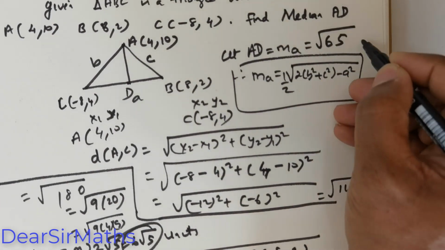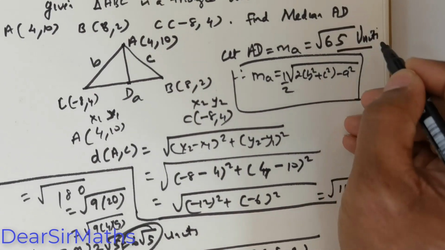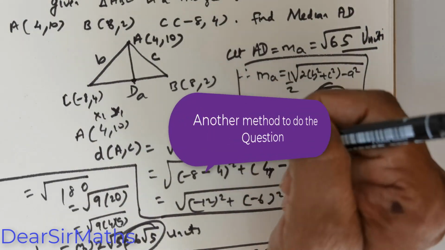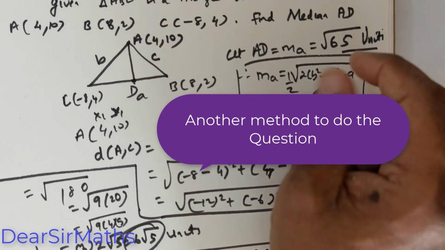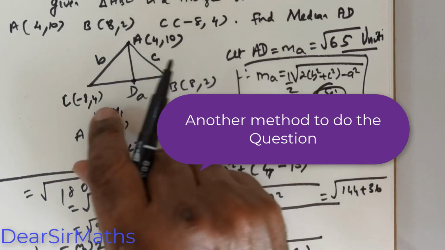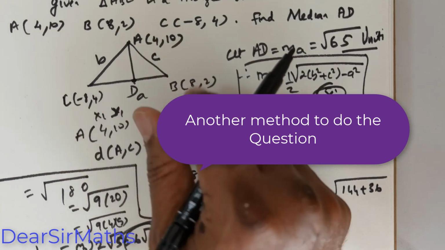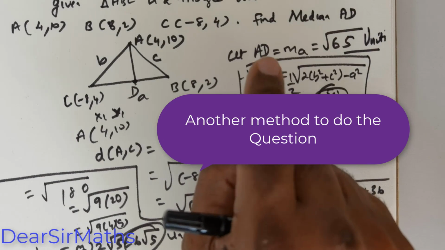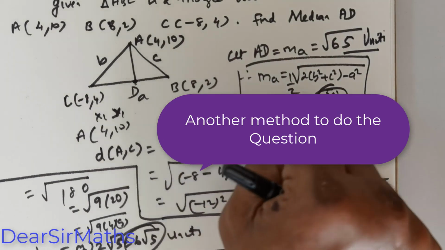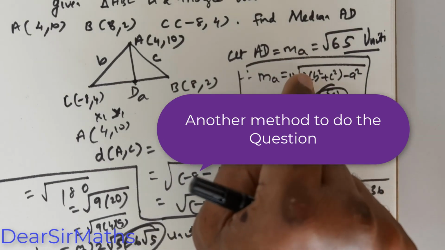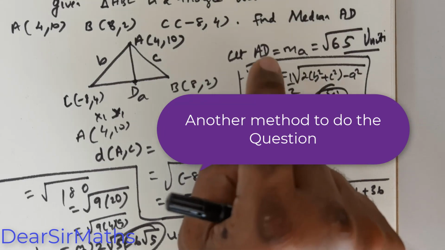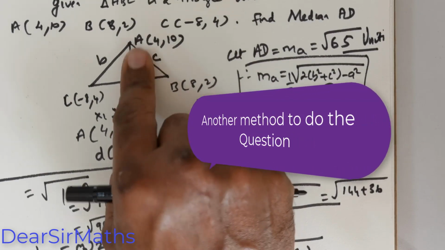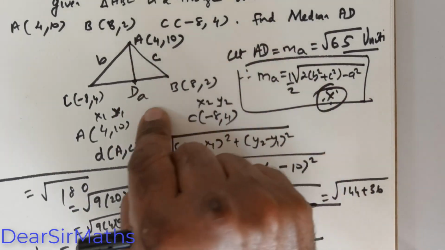root of 65 units. Oh, this is a lovely problem, but there is another way you can do it. Now, why did I show you this way? Because if in case we are not being given these coordinates, right, we are just given the length, okay, then this formula comes in handy. Now, this illustration was chosen just to show the application of this formula, but on the other end, I can literally find the length by an alternative way.